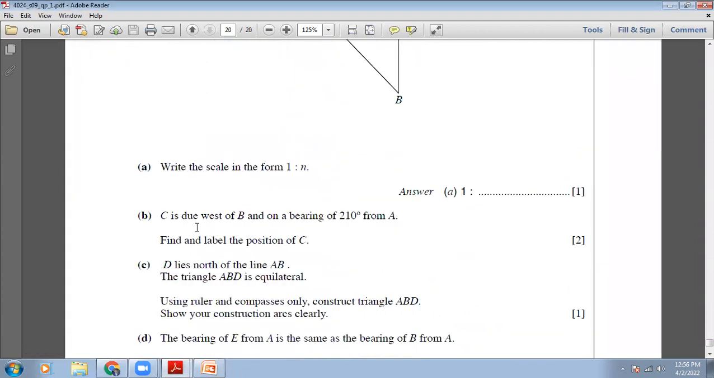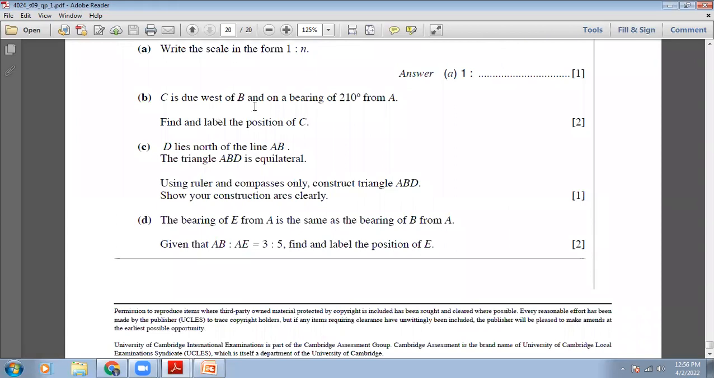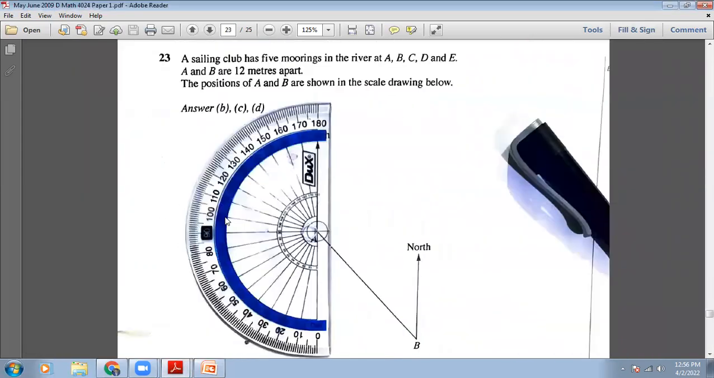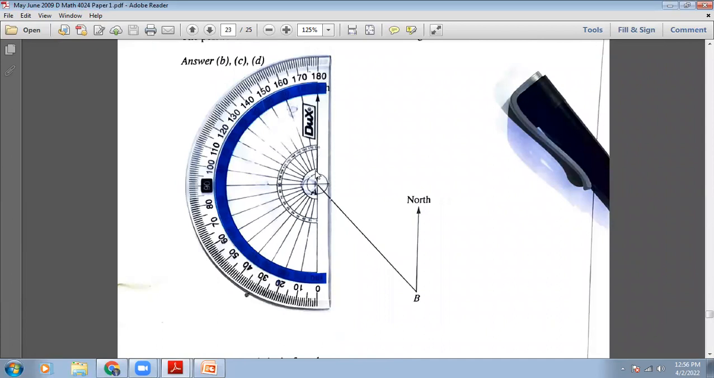Now, the next thing they said, C is due west of the B and on a bearing of 210 from the A. Okay, so let me show you. So I'll put the compass protector like this. From here till here, it's 180 because the bearing of the C from A is 210. So 180 plus 30. So up till this, the bearing will be, because the bearing is clockwise, 10, 20, 30. So it will be totally 210.